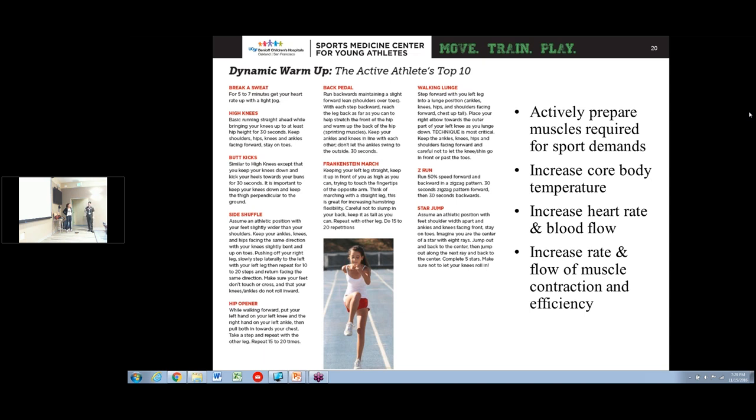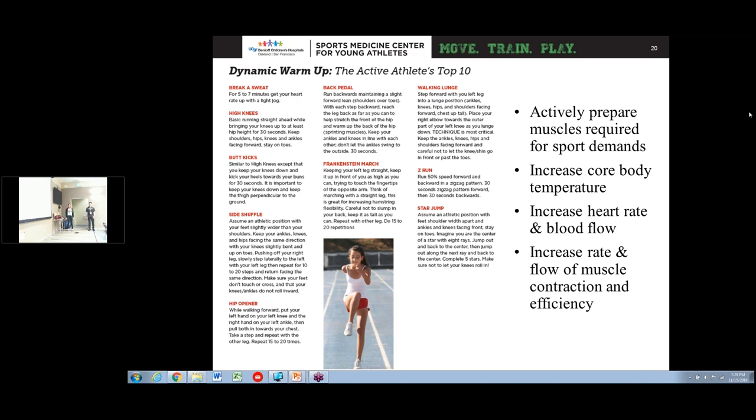Right. And then what about a butt kicker? Kick your butt. There you go. Look at that. Yep, kick your butt. And you're trying to keep your knees straight down and trying to get your heel to your butt.